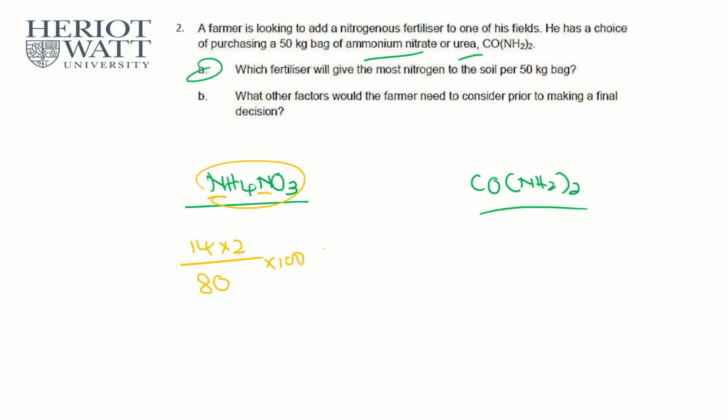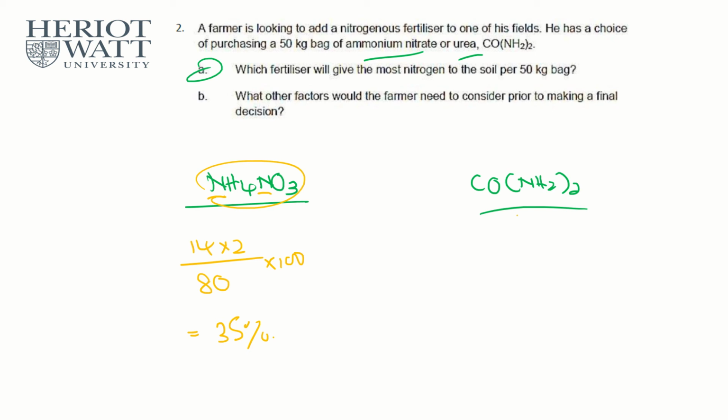And then you times 100. You will get the percentage of nitrogen from this compound itself, before we talk about the 50 kg. So 28 over 80 times 100, you're actually getting 35%. So you have 35% nitrogen content from this ammonium nitrate.